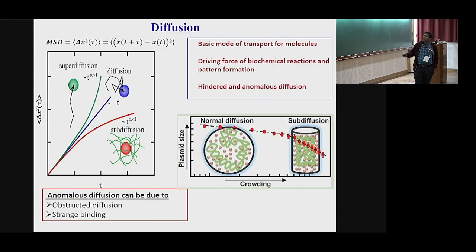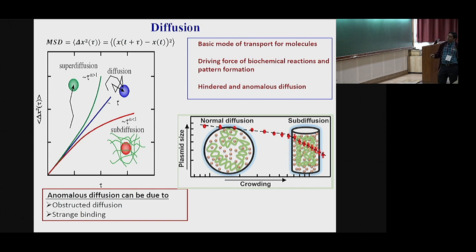Okay, so as you know, if you track the particle, then you can measure the mean square displacement, and if it scales linearly with time, then you have normal diffusion, and if this alpha is less than 1 or greater than 1, you will have subdiffusion or superdiffusion respectively. So this is the gist of the talk.